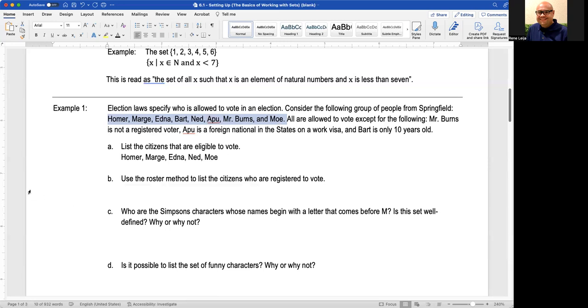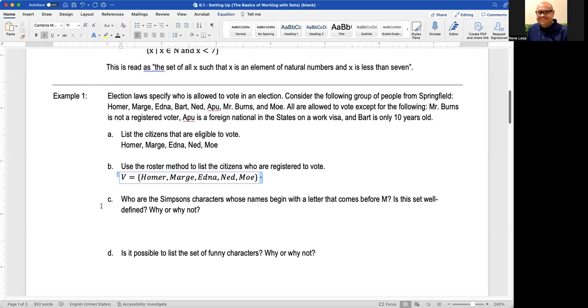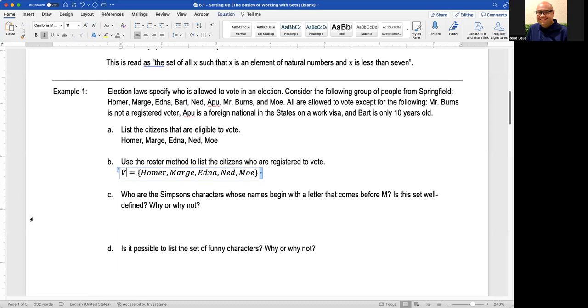Now, Part B says use the roster method to list the citizens who are registered to vote. The way we use the roster method is I'm going to use V to represent the voters, and then I just list these people in a set of braces. And that's all you do. That's all that the roster method is.